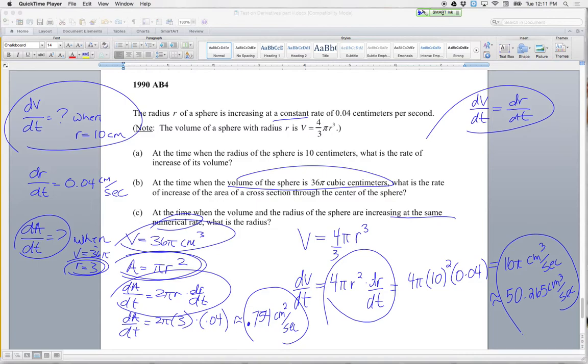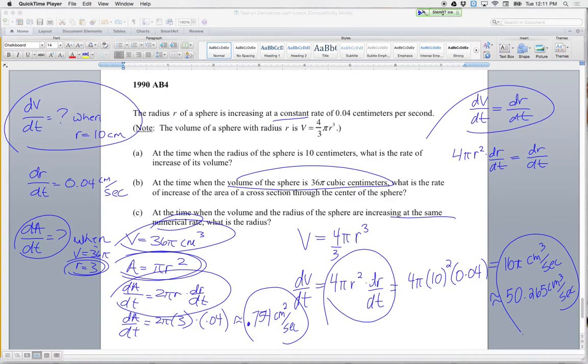It's 4 pi r squared dr/dt. Everybody with me? 4 pi r squared times dr/dt. And I want to know when it equals dr/dt. That right there is another point: when you actually substituted 4 pi r squared dr/dt in for dV/dt, knowing how to set that up.